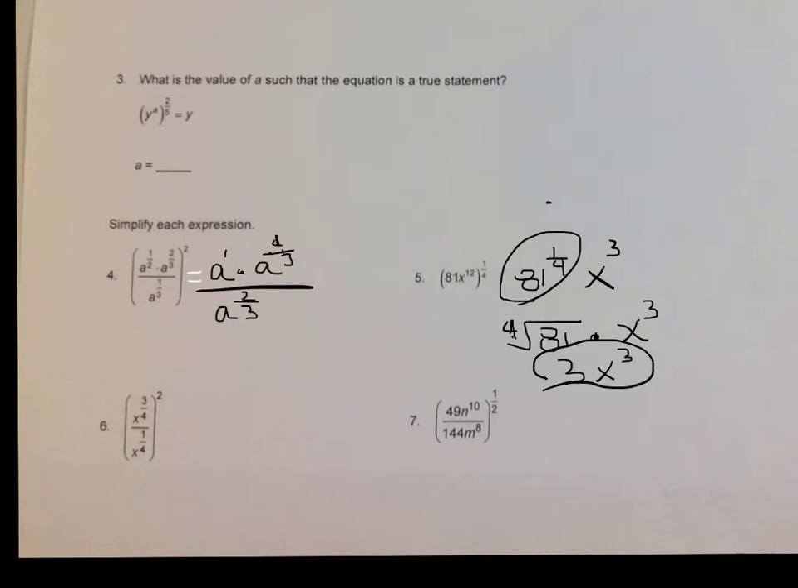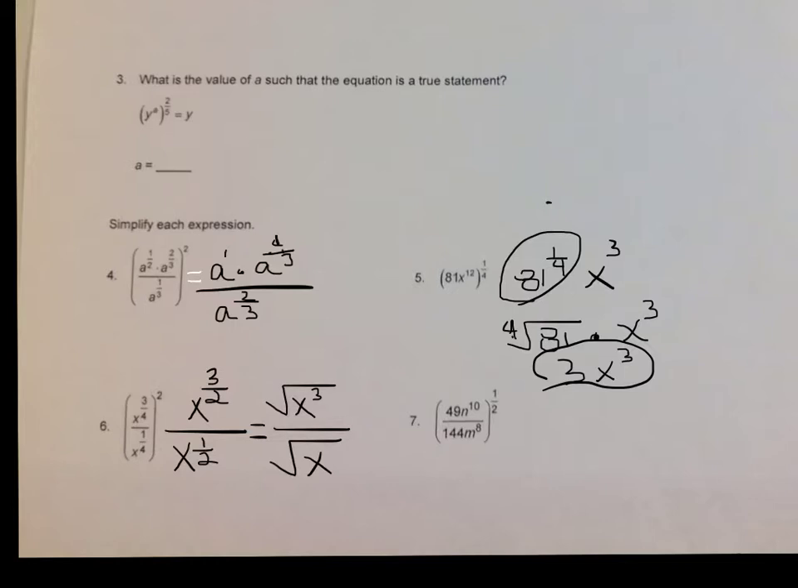Number 6, I would accept 2 answers. x to a power of 3/2 over x to a power of 1/2. Now, I really want to push you to rewrite these as radicals, even though the directions didn't tell you to. So if I asked you to do that, you would get the square root of x to a power of 3 over the square root of x to a power of 1.